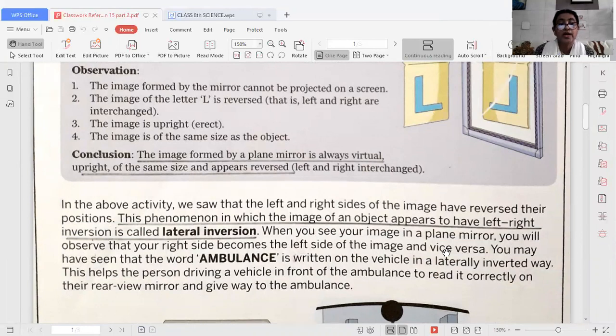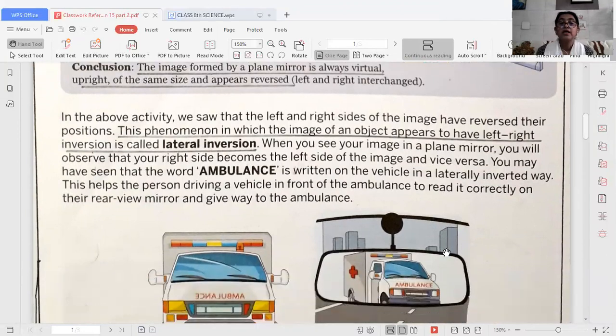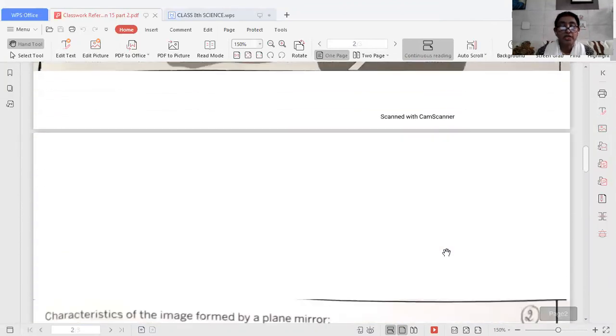As you have seen in the case of an ambulance, it is written on the vehicle in a laterally inverted way. And why is it written so? Because this helps a person driving a vehicle in front of the ambulance to read it correctly in the rear view mirror, and then he gives way to the ambulance.